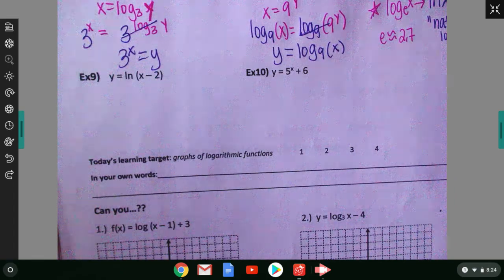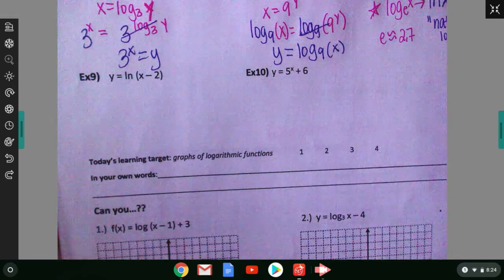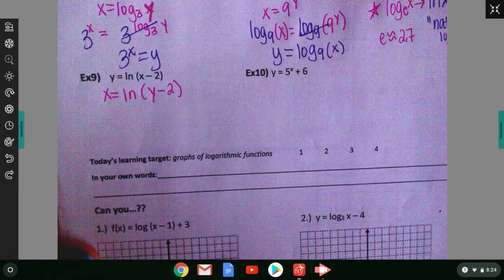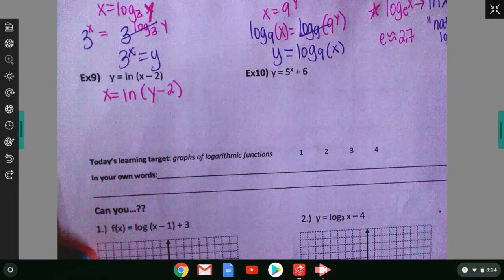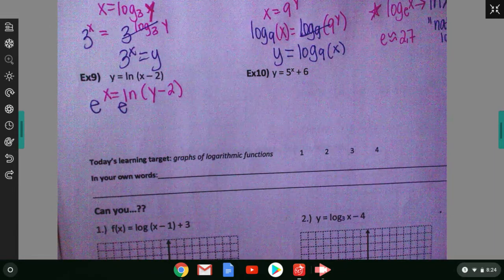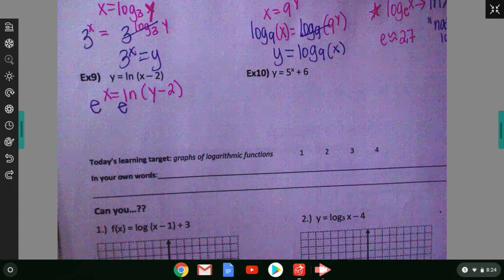So y equals natural log of the quantity x minus 2. I want to switch x and y to start. So x equals natural log of the quantity y minus 2. And then to get rid of that natural logarithm on both sides, we need to take everything to the base that the natural log has, which is e. So both of these sides will say e to the, and I can be clever in just putting an e underneath and making those become the exponents. If you do that, you save yourself a step in writing it.